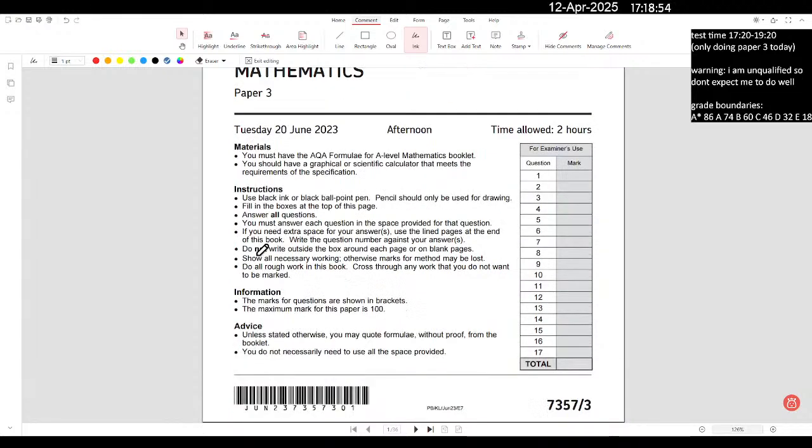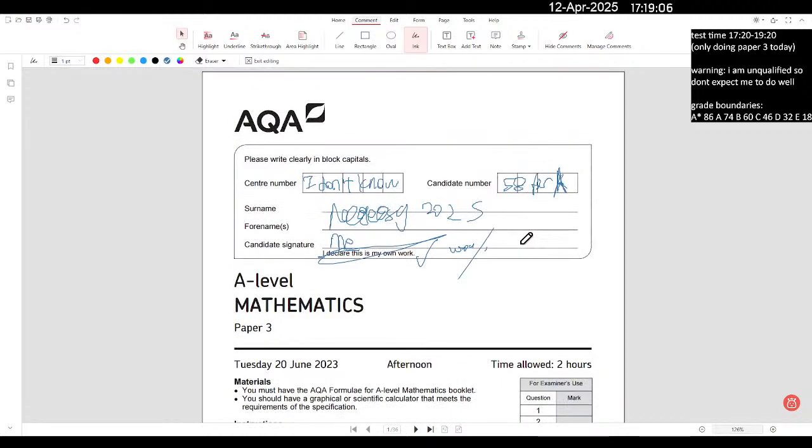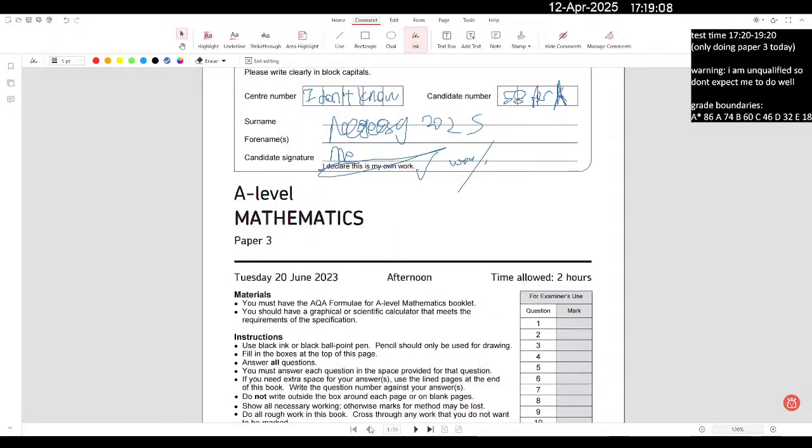Today we have 17 questions and it's 100 marks like I thought. All this stuff is still the same, no difference in what we have to do. Like I said, I'm just waiting for the time to start now. We have 2 hours, so when I start at 5:20 p.m., we have until 7:20 p.m.